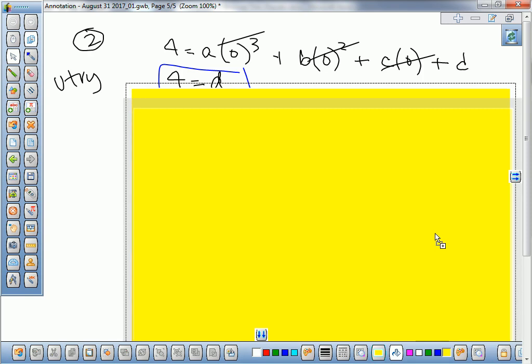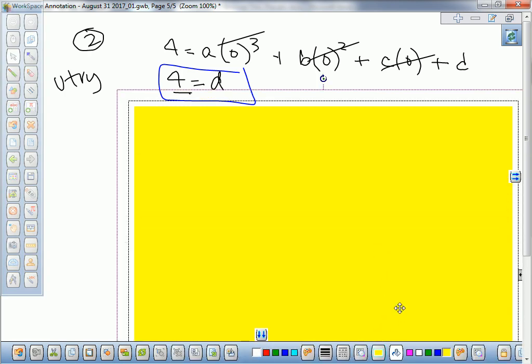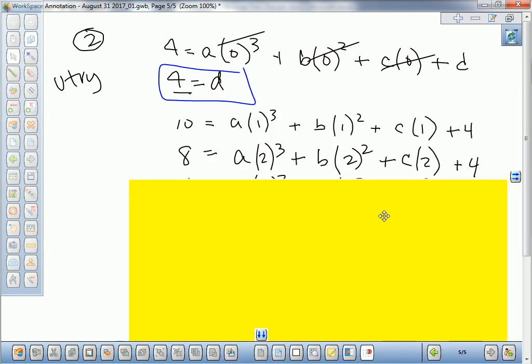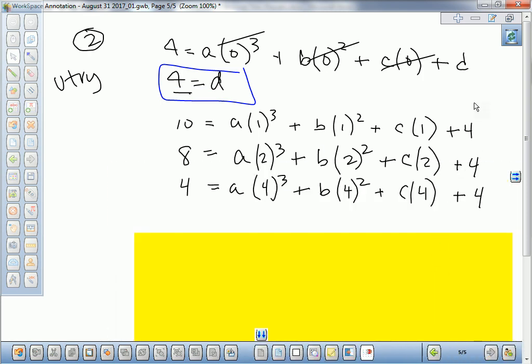Alright, now, why was the fact that they gave us 0 so nice? Because you found D. We automatically know D, which actually puts a number right there every time. Doesn't it? We know what D is. D is 4, D is 4, D is 4.